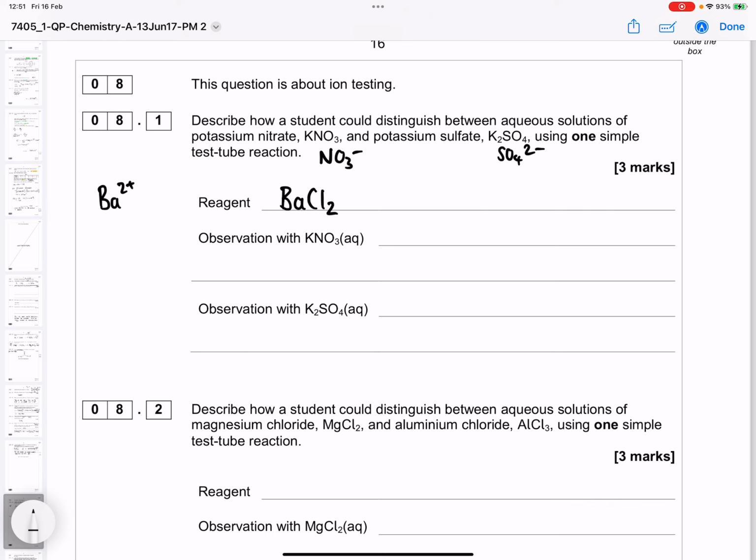You could have barium nitrate, barium hydroxide, and you would see a white precipitate with the sulfate containing compound. And with the nitrate, you would see a colourless solution or no visible change.